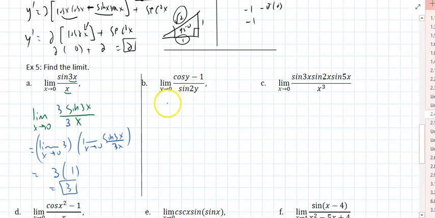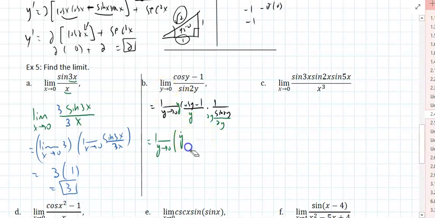Same thing with a cosine. If I look at this, this is the limit as y approaches 0 of the cosine of y minus 1 over the sine of 2y. Well, to make use of this, I need to divide this by 2y and multiply by 2y, basically a 1. And here I need to divide this by y and multiply this by y. What happens now? This is matching the definition.